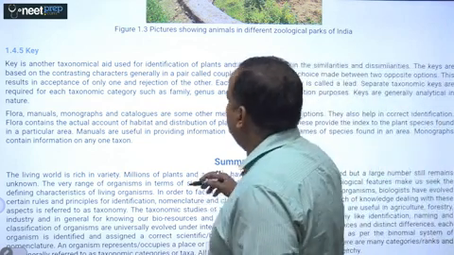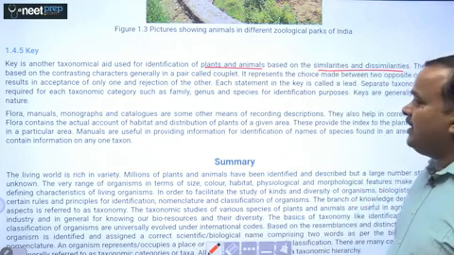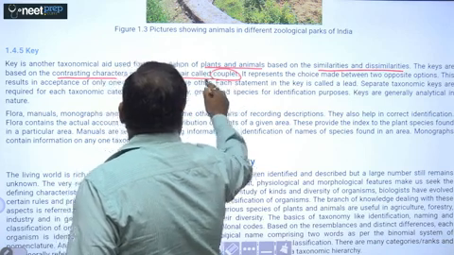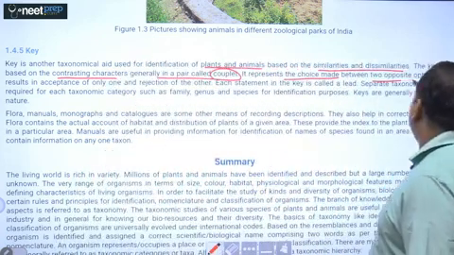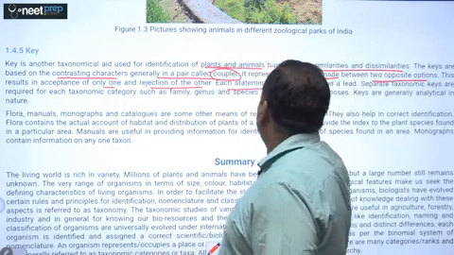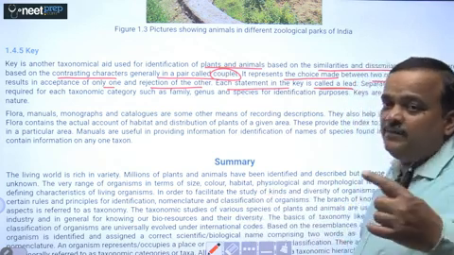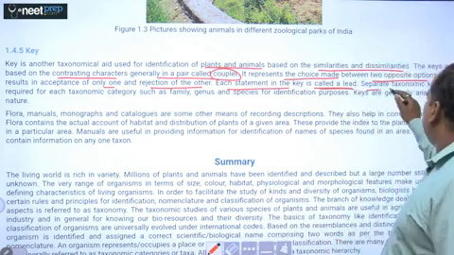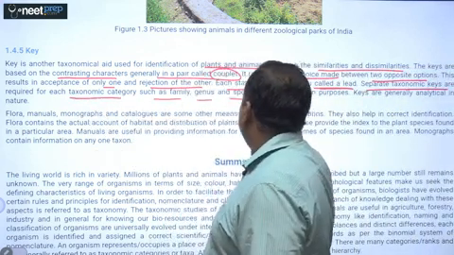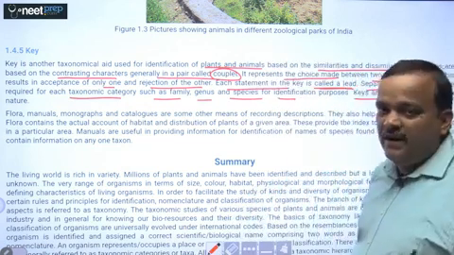So a key is another taxonomical aid used for identification of plants and animals based on similarity and dissimilarity. Keys are based on contrasting characters, generally in a pair called a couplet. It represents the choice made between two opposite options. This results in acceptance of only one and rejection of the other. Each statement of the key is called a lead, which means the accepted statement will lead us to the next couplet. Separate taxonomical keys are required for each taxonomical group, such as family, genus and species, for identification purposes, and keys are generally analytical in nature. We have different keys for plants and animals.